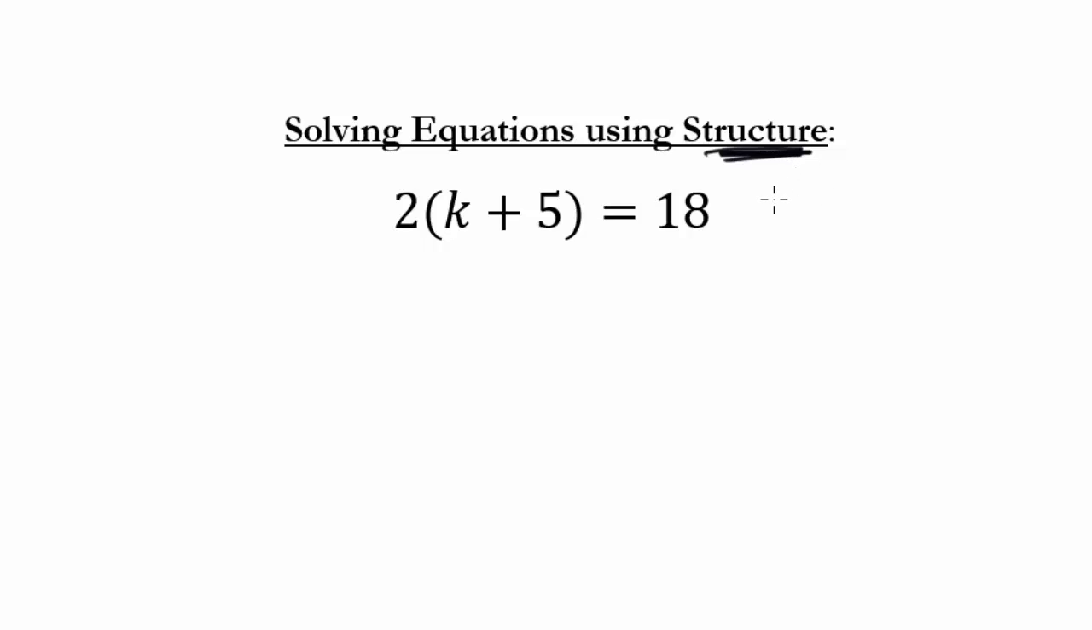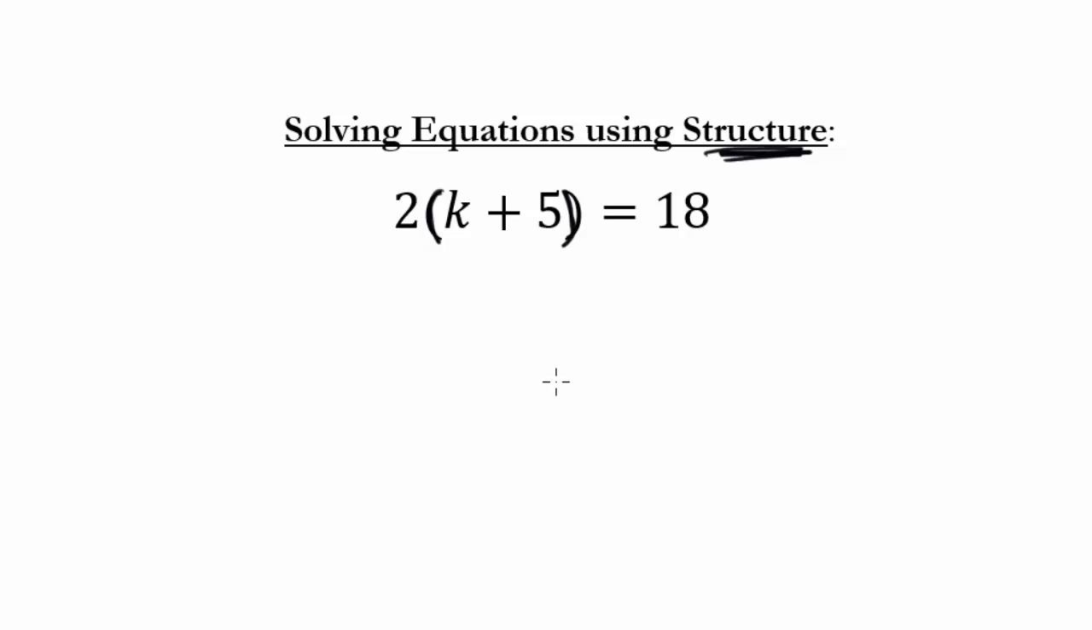Let's take a simple example. I have 2 times the quantity k plus 5, in parentheses so it's that whole thing, equals 18. Solve for k. There are a couple of different ways we could do this. One way is to distribute and end up with 2k plus 10 equals 18, then subtract 10 from both sides, then divide by 2. You would get the answer. It's a simple problem. So that's one way of doing it, distributing.